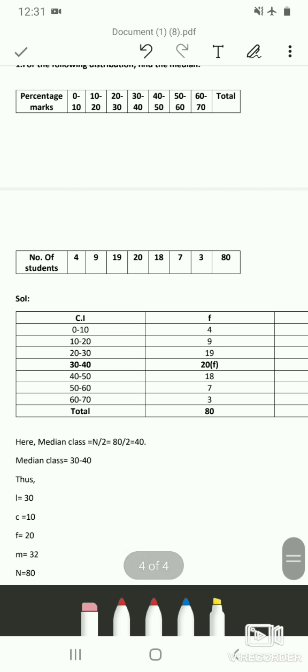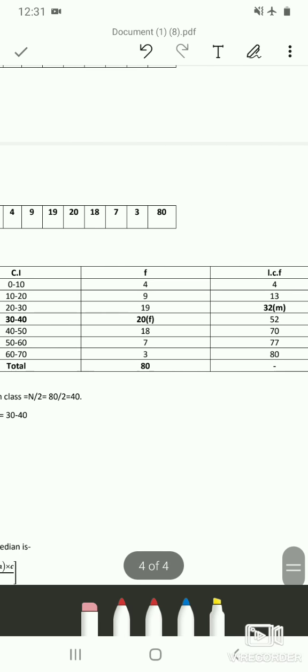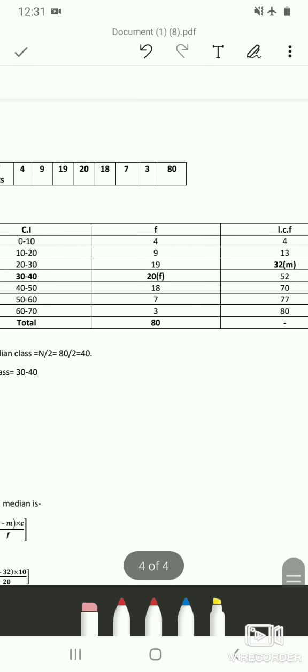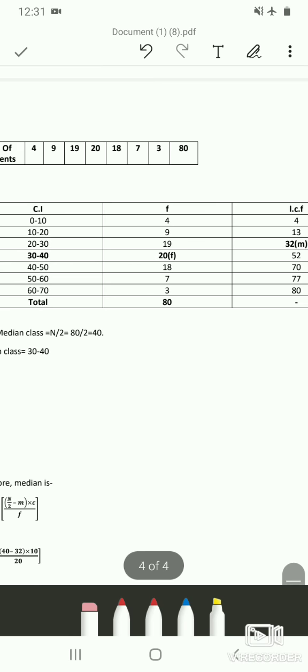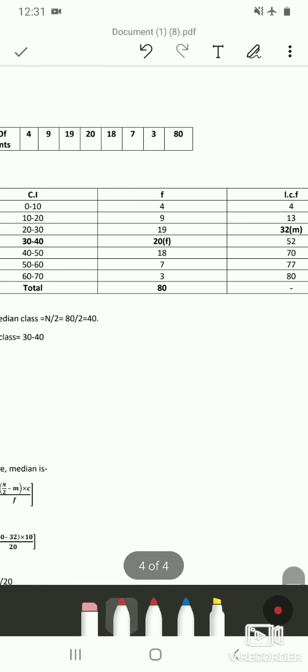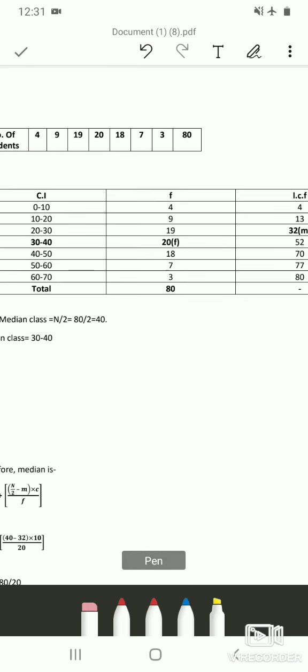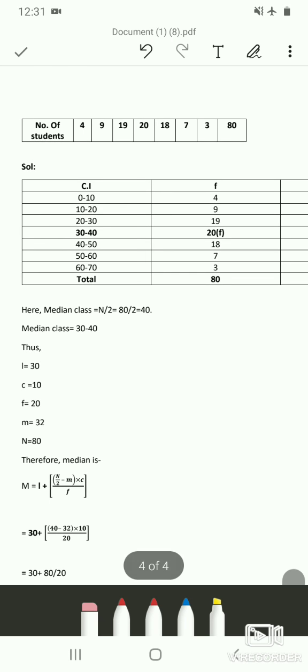So in case of continuous distribution, the class intervals and the frequencies will be given. You have to calculate LCF. So calculating LCF is your first step, and the n value is 80. The next step would be you have to obtain the median class.